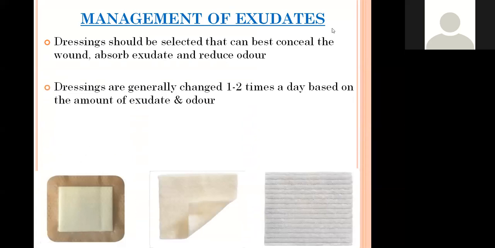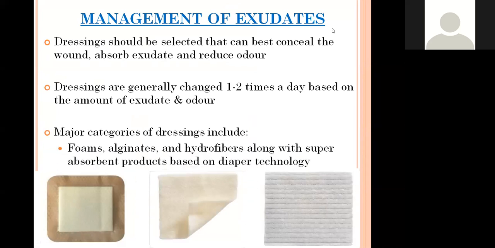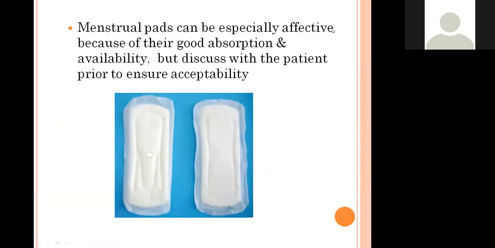Dressings are generally changed 1 to 2 times a day based on the amount of exudate and odor. And major categories of dressings include foam dressings, alginate, and hydrofibers based on diaper technology. So even menstrual pads can be especially effective because of their good absorption and availability, and we can get them at a much cheaper rate. But we need to discuss it with the patient prior to ensure acceptability to the patient.